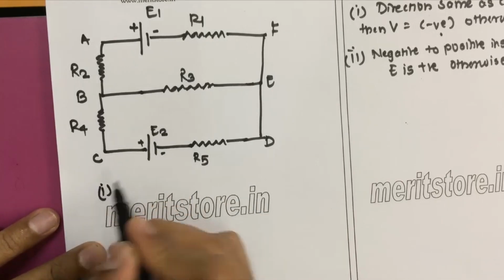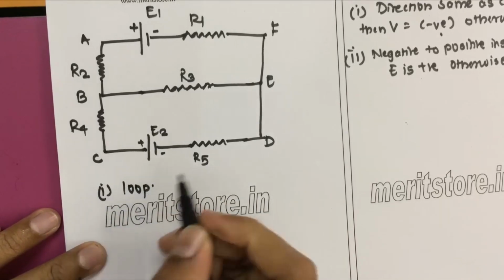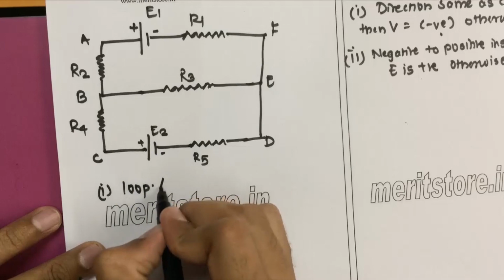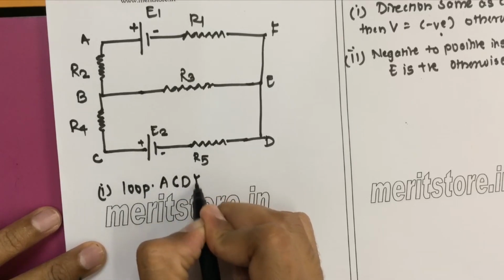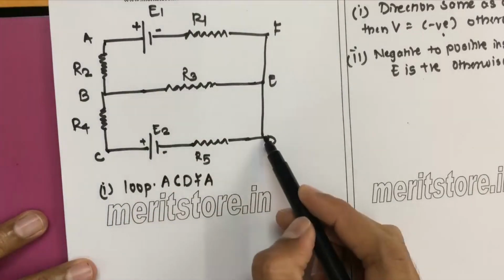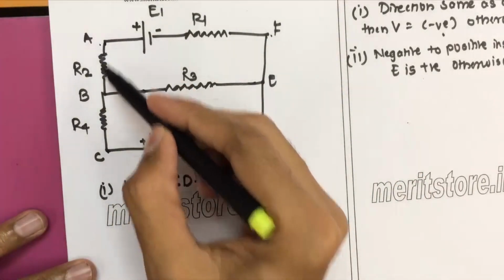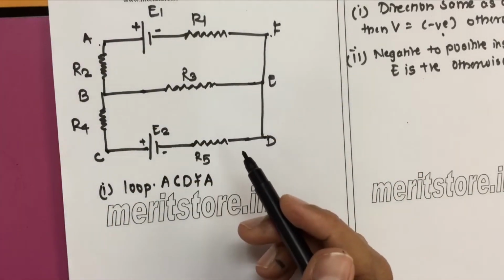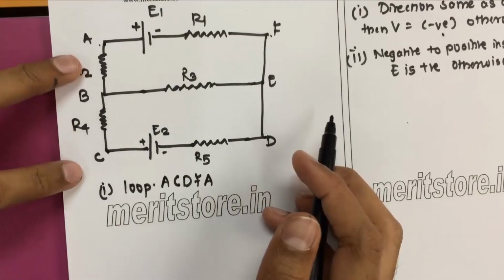So first loop is nothing, this is loop number 1, and that loop is A, C, D, F, A. Okay, so this is your A, C, D, F, A. So we start from A to C. Now before going forward, we will look at how the current flows inside the circuit.